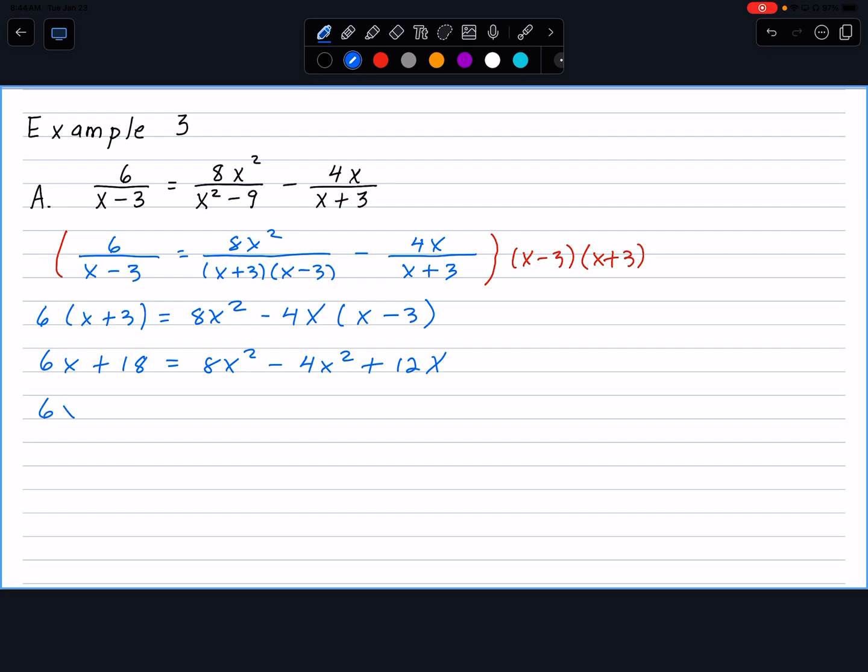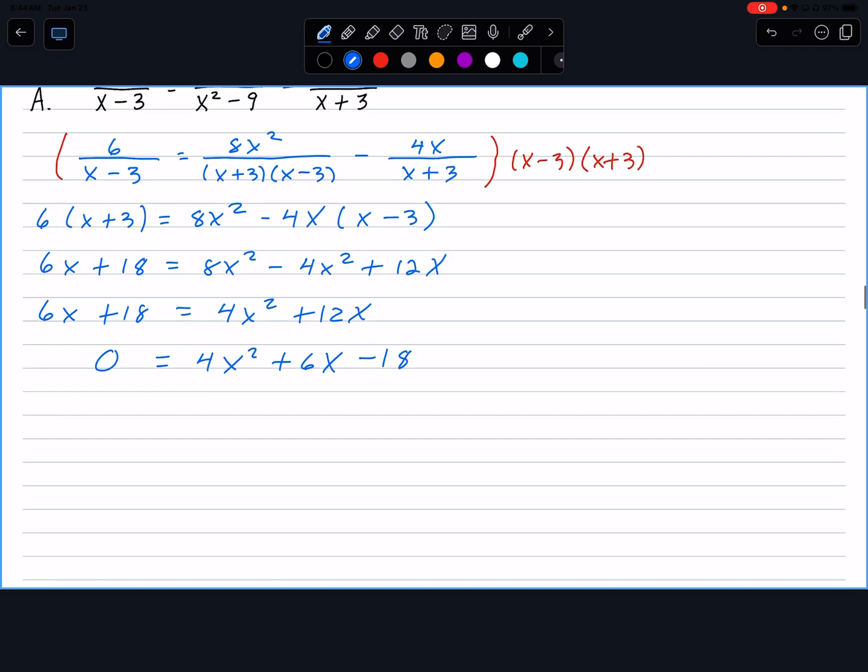So we're going to set one side equal to 0. Let's set this side equal to 0. So I get 4x squared. Let's subtract 6x from both sides. So that's going to be 6x. Let's subtract 18 from both sides. Okay.